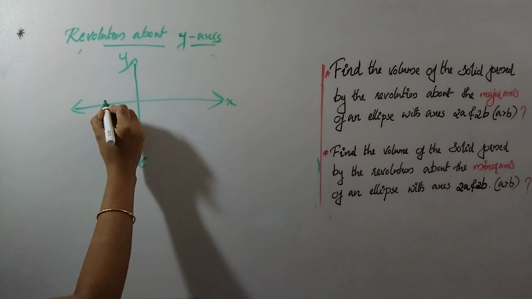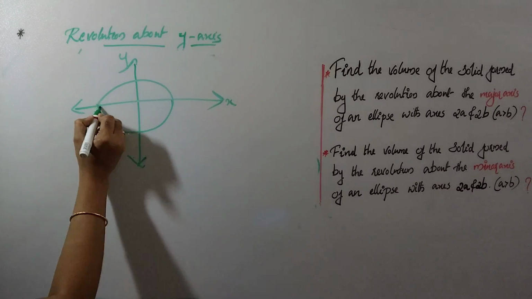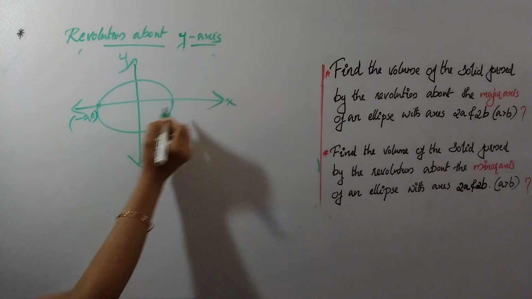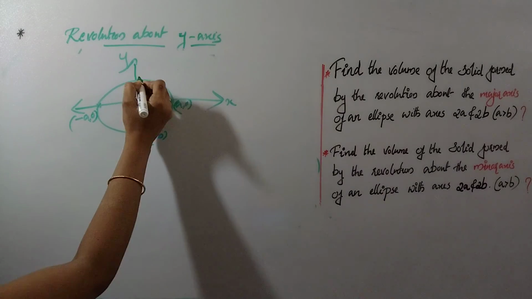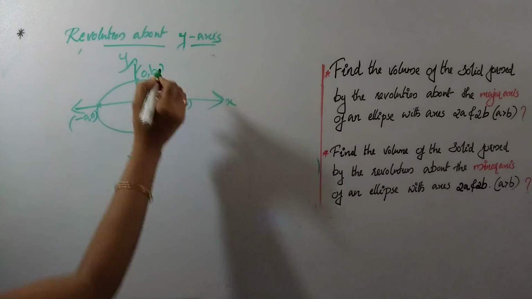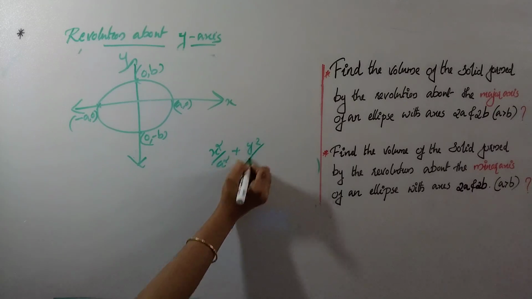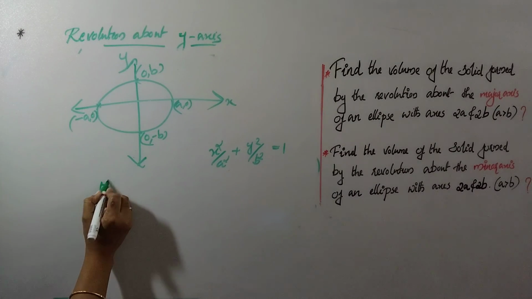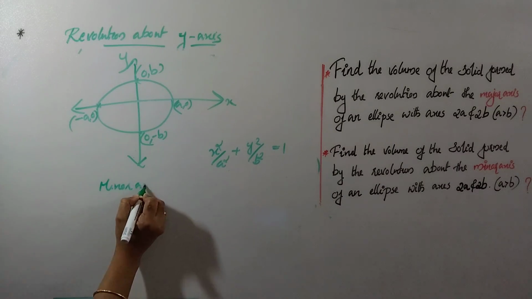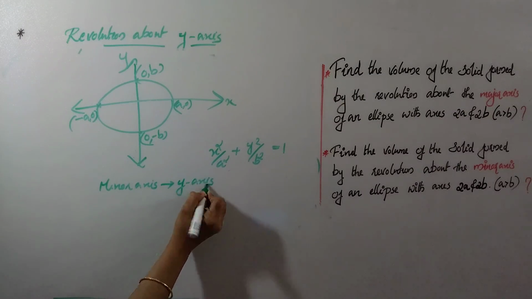x, y, here it is minus a, 0, minus b, here 0, b. x square divided by a square plus y square divided by b square is equal to 1, the equation of the ellipse. Since a is greater than b, the minor axis is the y-axis. So here, revolution about the y-axis.